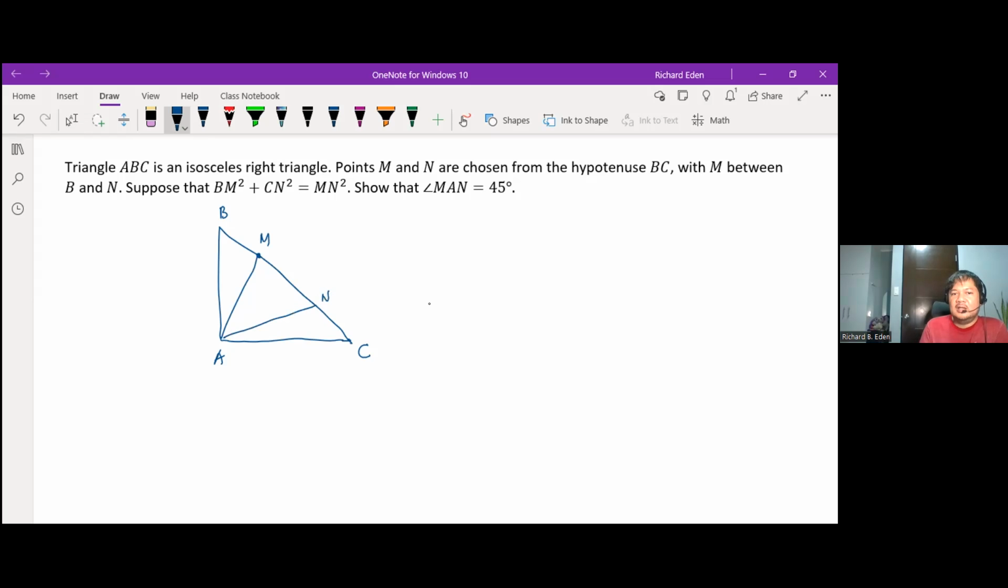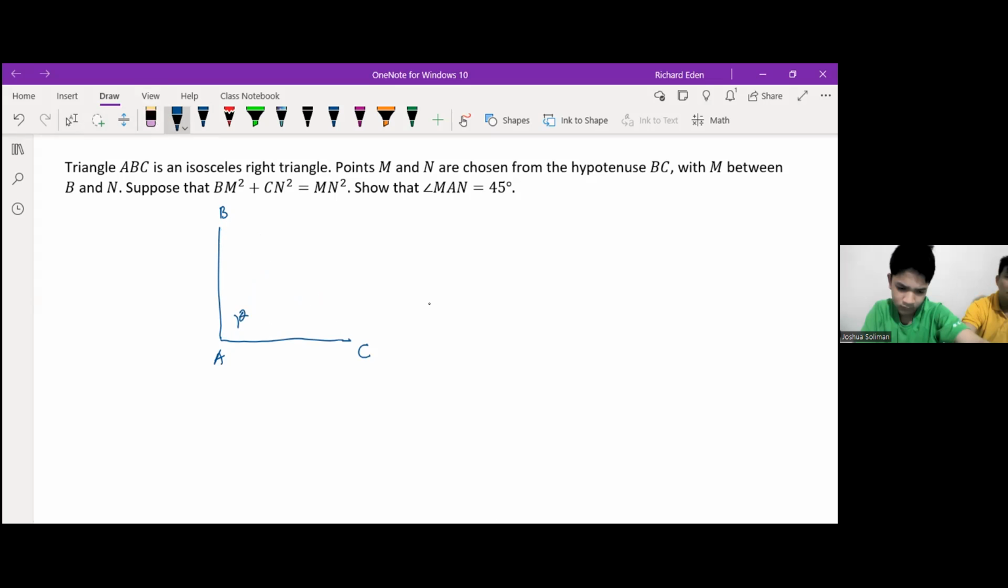We should not, of course, assume that BM and CN are the same. So I wonder if I could redraw this so that that's not suggested. So say BM, let's say it's slightly larger than CN.